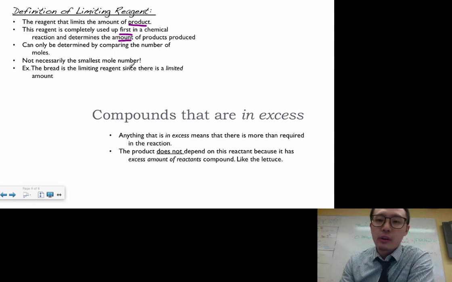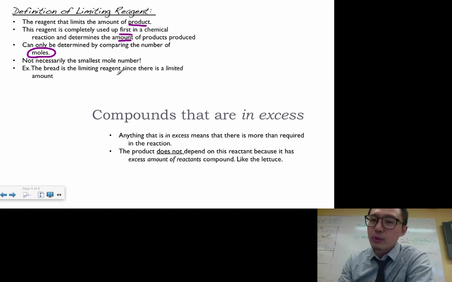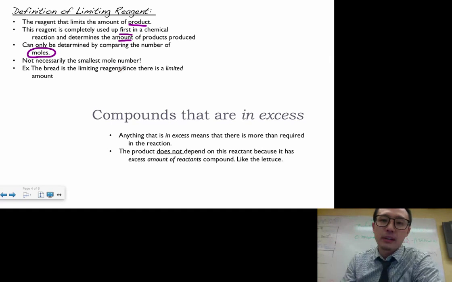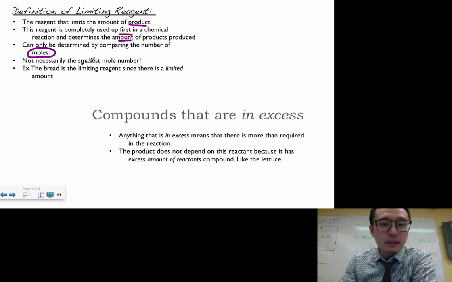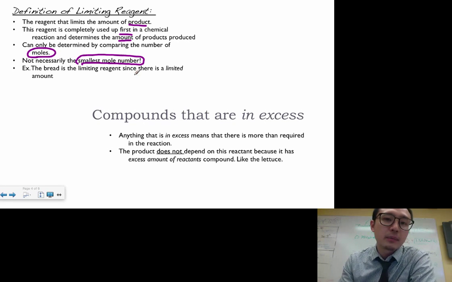Since we're talking about stoichiometry, this is only going to be measured in moles. You can't compare grams with each other because different elements have different numbers of grams, just like your molar masses. And it's also not necessarily the smallest mole number, so don't get this confused, because sometimes you think it's the smallest one, but it's not.